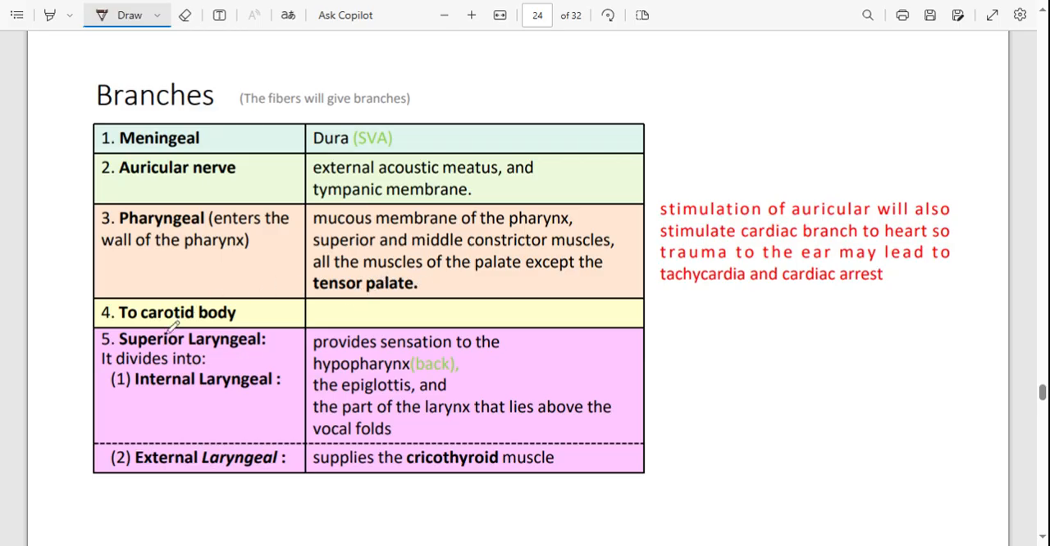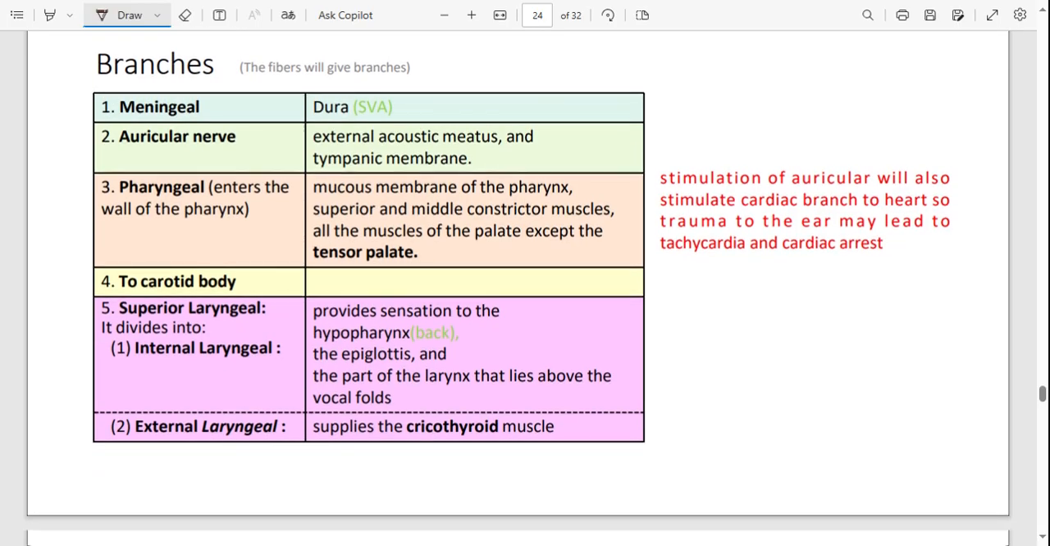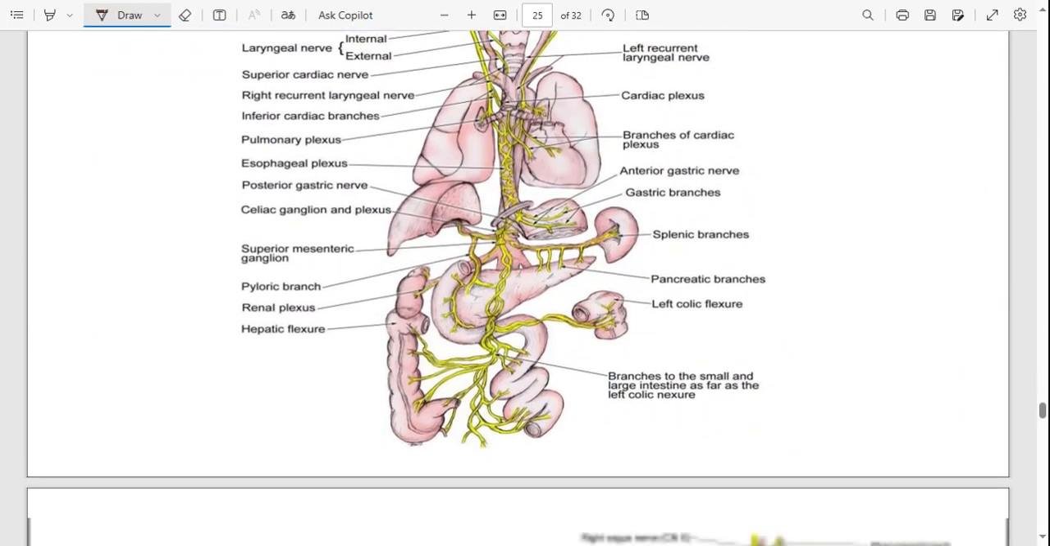palati. You also have the superior laryngeal, which divides into internal laryngeal and external laryngeal. So the internal provides sensation to the hypopharynx. Hypopharynx is also known as the laryngopharynx, and the epiglottis and the part of the larynx that lies above the vocal cord. For now, you don't even know the vocal cords, right? But you will understand later. External laryngeal supplies the cricothyroid muscle. Cricothyroid attaches to the cricoid cartilage and the thyroid. That's how the nerve goes.